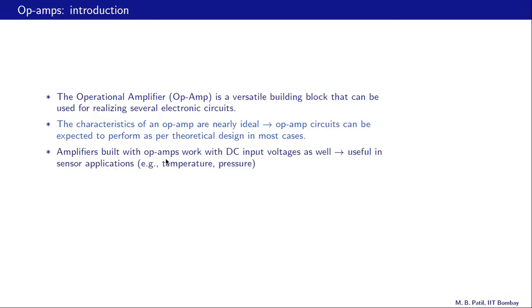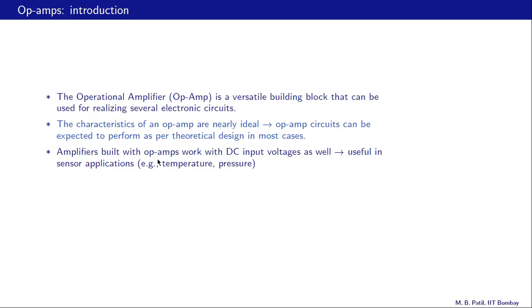Amplifiers built with op-amps work with DC input voltages as well. Now, if you recall, the common emitter amplifier, for example, had a coupling capacitor to connect the input voltage to the amplifier. And if you apply an input DC voltage, that coupling capacitor would obviously block the DC input voltage and it will not reach the amplifier. That is not the case with op-amp circuits.